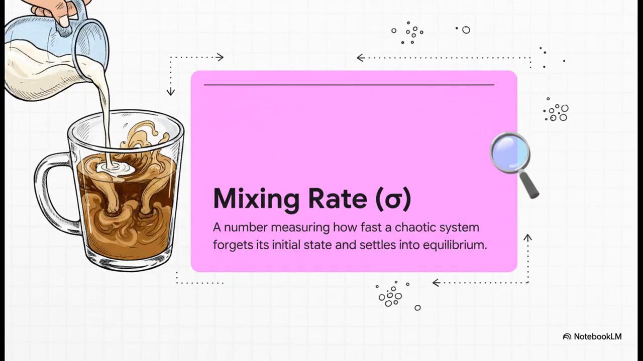So first things first, what exactly is this mixing rate, this number we call sigma? Well, imagine pouring cream into your coffee. The mixing rate is basically a measure of how fast that cream swirls around and blends in until you've got a perfectly uniform cup of coffee. For chaotic systems, it tells us how fast the system forgets where it started and just settles into its natural long-term state. A bigger sigma means a shorter memory, which means faster mixing.